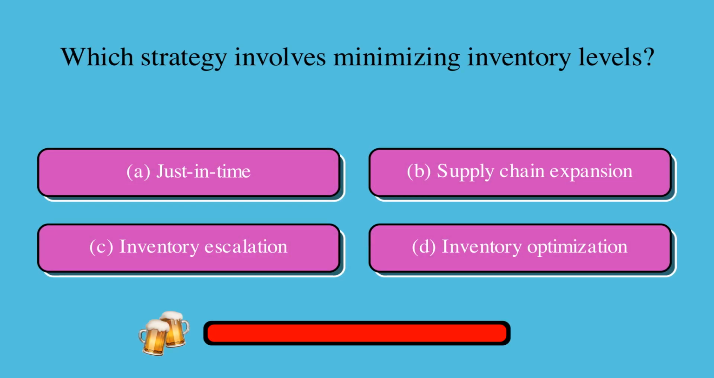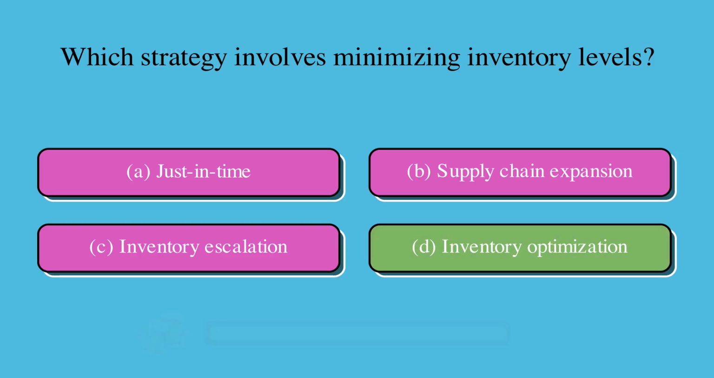Which strategy involves minimizing inventory levels? Is it A, just-in-time, B, supply chain expansion, C, inventory escalation, or D, inventory optimization? The correct answer is D, inventory optimization.